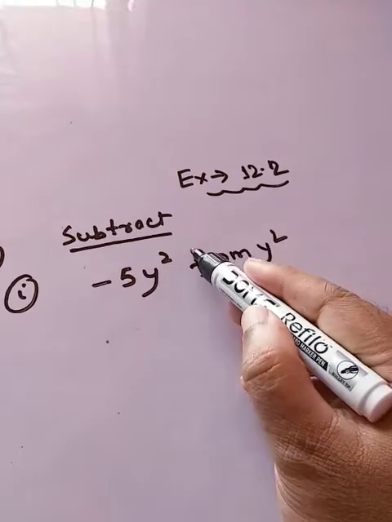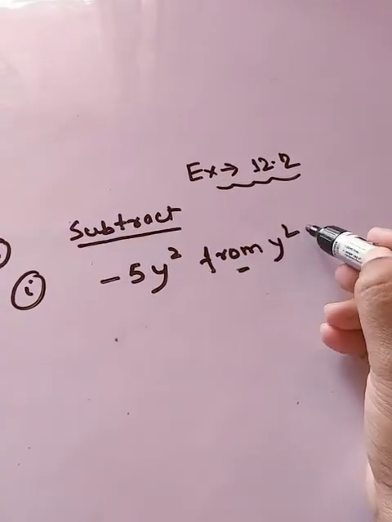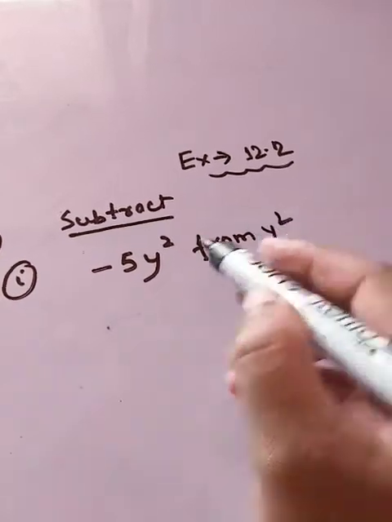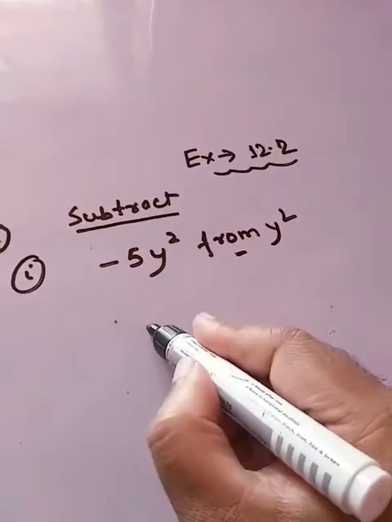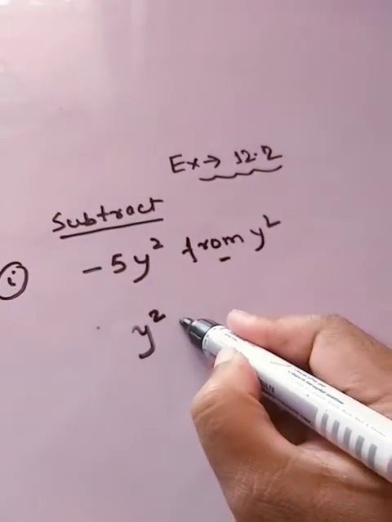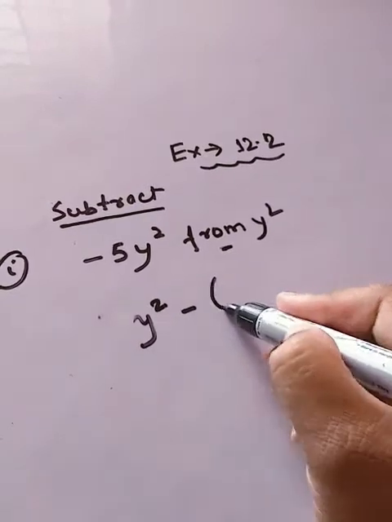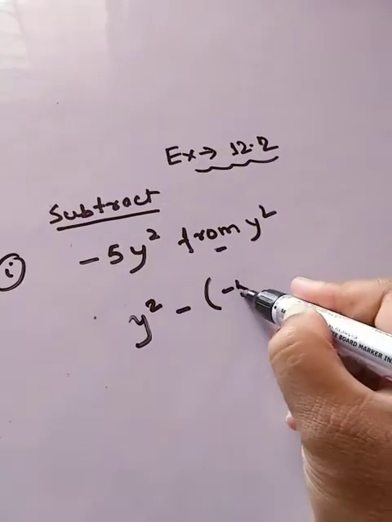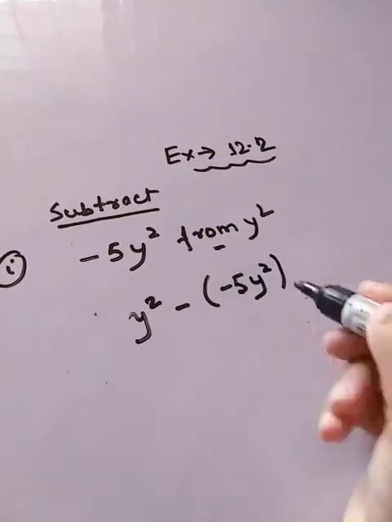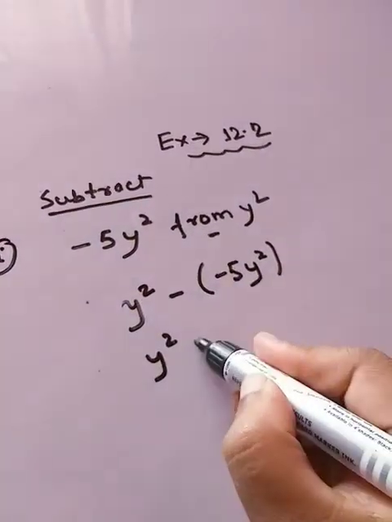So when you see that it is written "from", how to write? That means you have to write this expression first and then you have to write this one. Okay, so y square, as because you have to do subtraction, you will put minus sign. What you have to subtract? Minus 5y square. As because it is carrying minus sign, you will put it inside the bracket. Okay, so now you have to open the bracket. Minus minus is what? Plus.